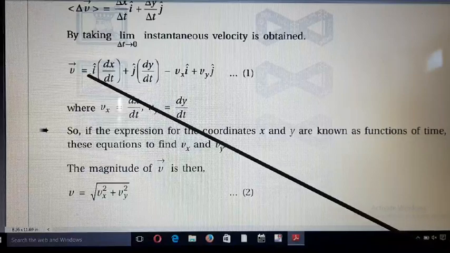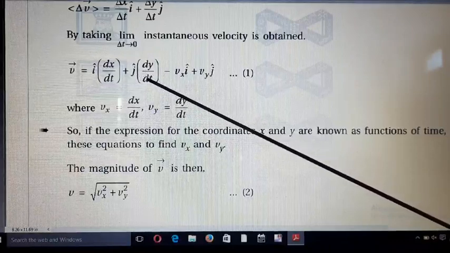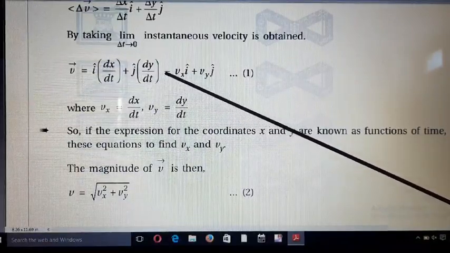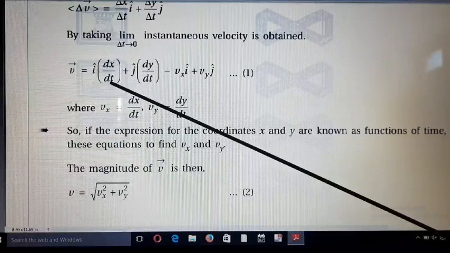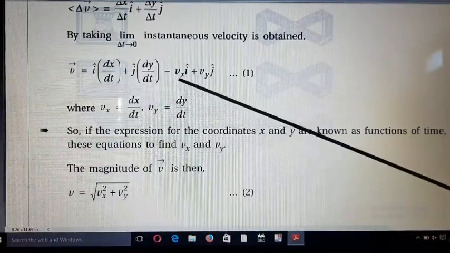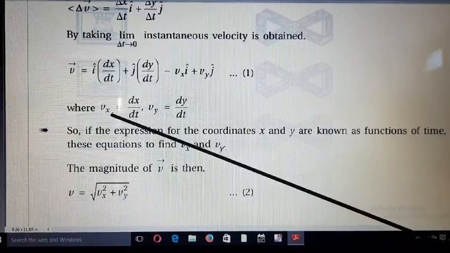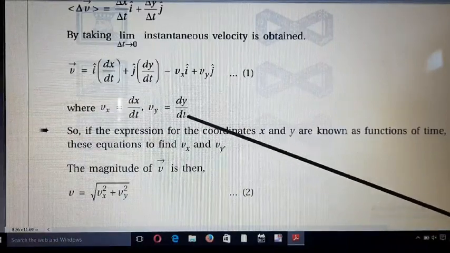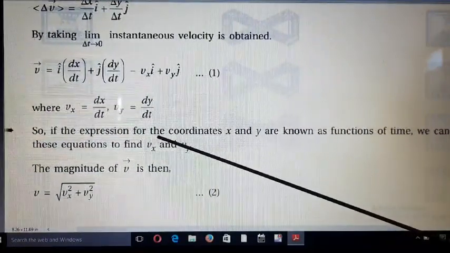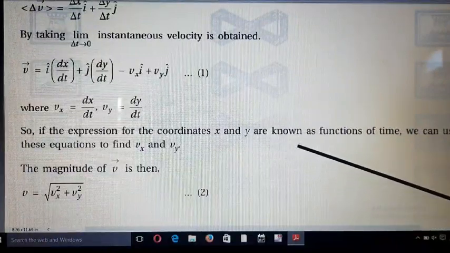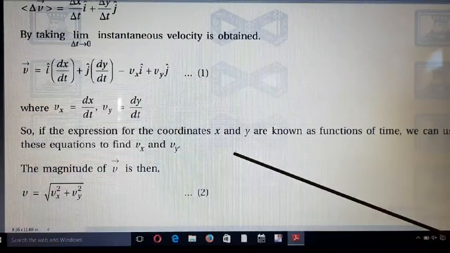v is equal to i caret dx upon dt plus j caret dy upon dt, and this is not a minus sign. Instead of dx upon dt we can write velocity vx i caret plus vy j caret, where vx is equal to dx upon dt and vy is equal to dy upon dt. So if the expressions for the coordinates x and y are known as functions of time, we can use these equations to find vx and vy.